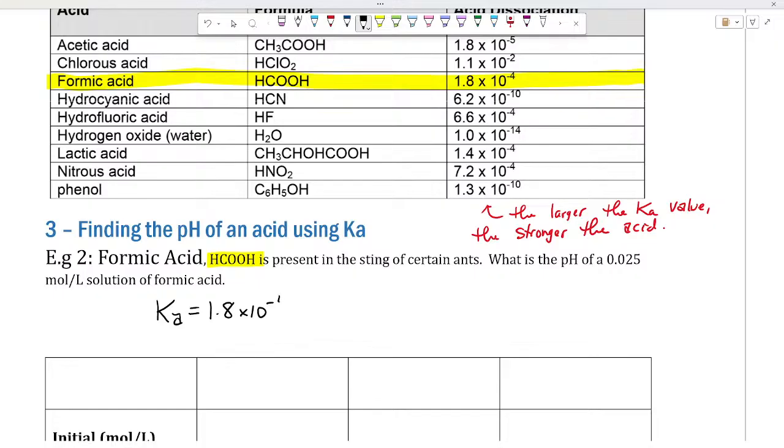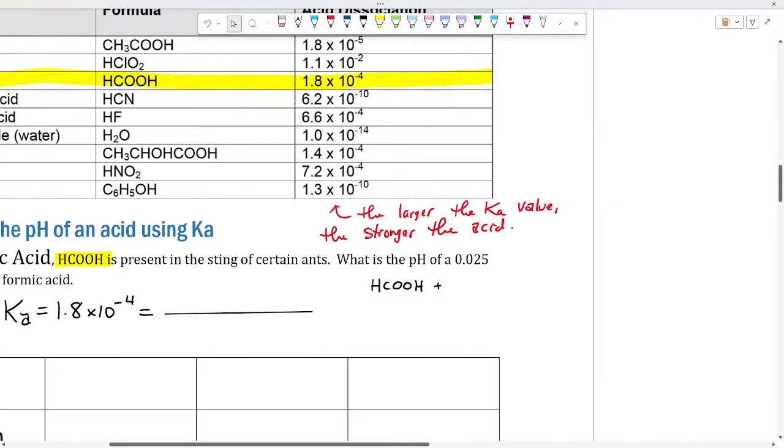1.8 times 10 to the negative 4. And that equals some fraction. And if we look over here, let's do the reaction. HCOOH is going to react with, what do acids always react with? They need a base, and their base is always water. Very good. And what are we going to get on the other side?